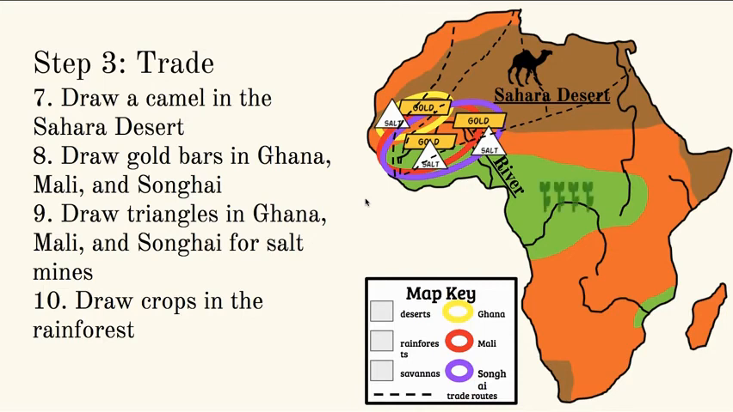The last thing we need to do is click and drag crops down into the rainforest area. They were able to plant in the rainforest area, so this is really nice fertile soil. This is a wet area, so the plants are going to get watered, and they were able to plant crops down in the rainforest. And so you have the camel in the Sahara Desert representing the fact that it's really dry and you need that camel to cross. You have gold and salt within the empires over here, and then they're growing their crops down here in the rainforest.